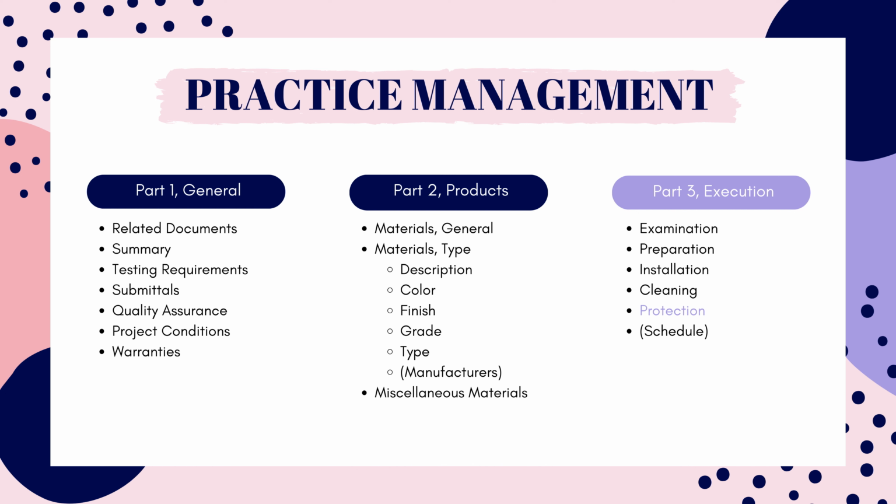Part 2 is everything we could possibly want to know about the material. This is where all the information on the product is. Acceptable manufacturers are listed, technical requirements, and other things about the material like color, finish, grade, and so on.